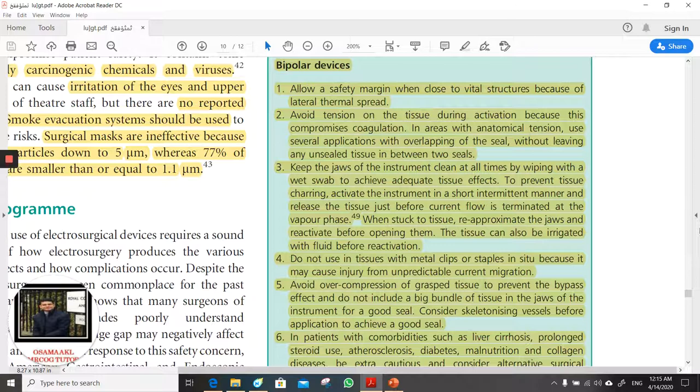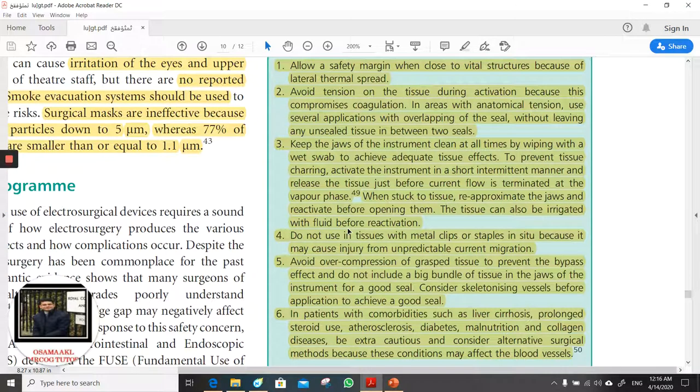And the bipolar instrument is like forceps, as we said. So you can take the tissue slightly away from other organs. Don't pull it very hard away from other tissues. If you pull it very hard, electricity will be concentrated more than needed upon a small point. It can lead to injury. And to avoid the bypass effect, don't compress the instrument very hard. Don't approximate the positive and the negative electrode very near to avoid the bypass effect.